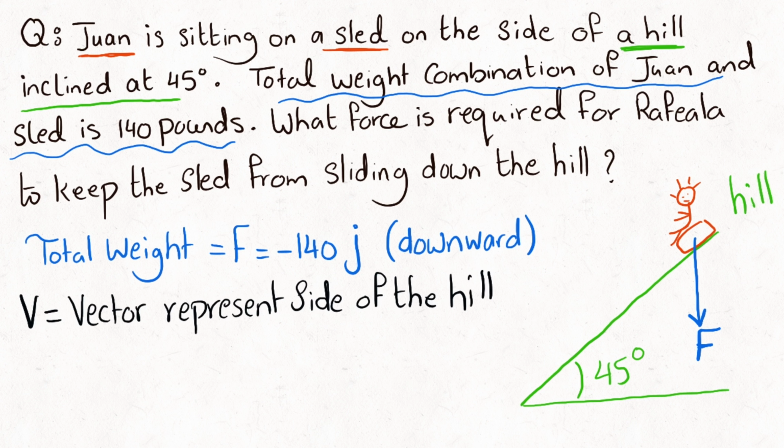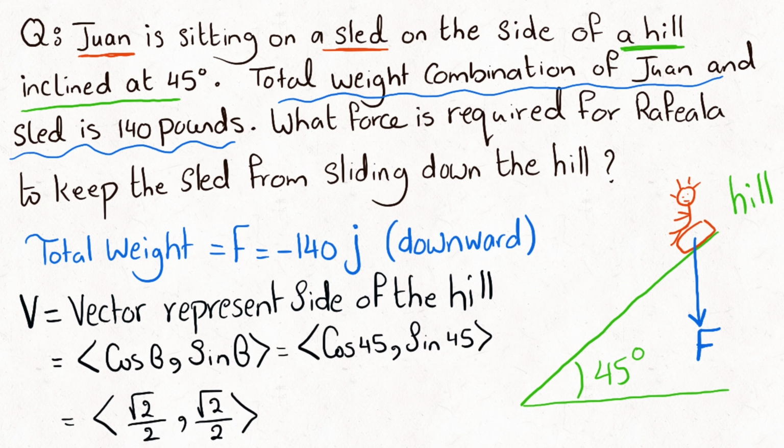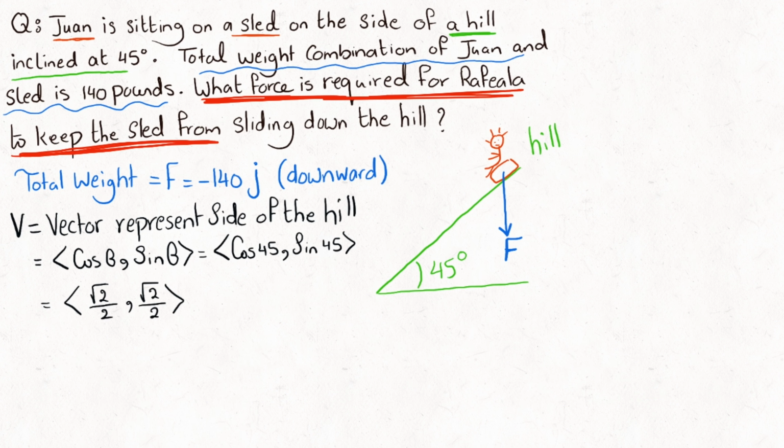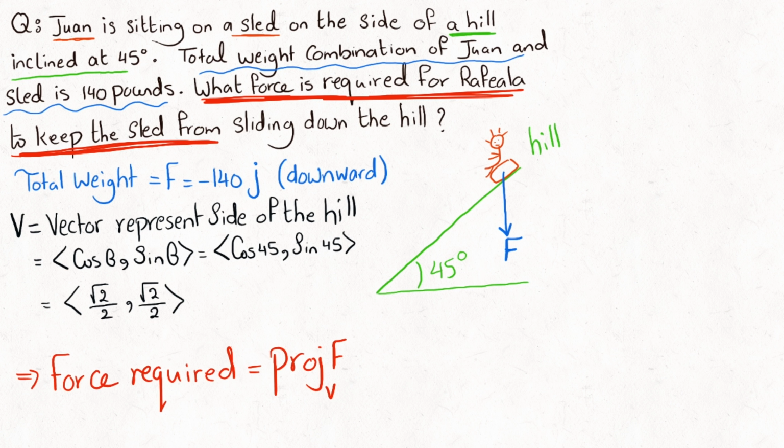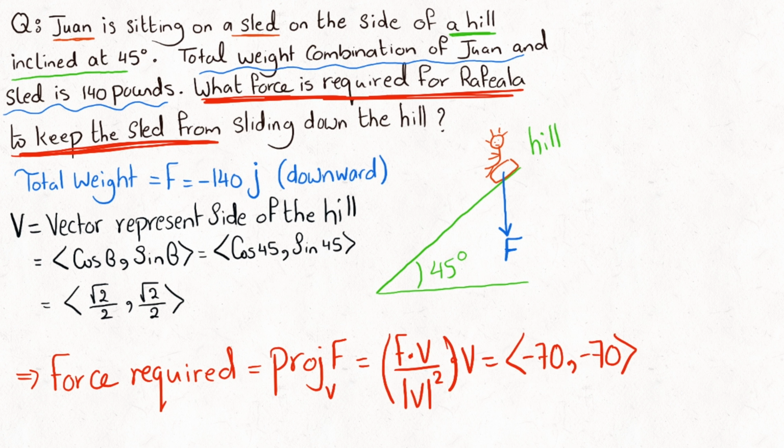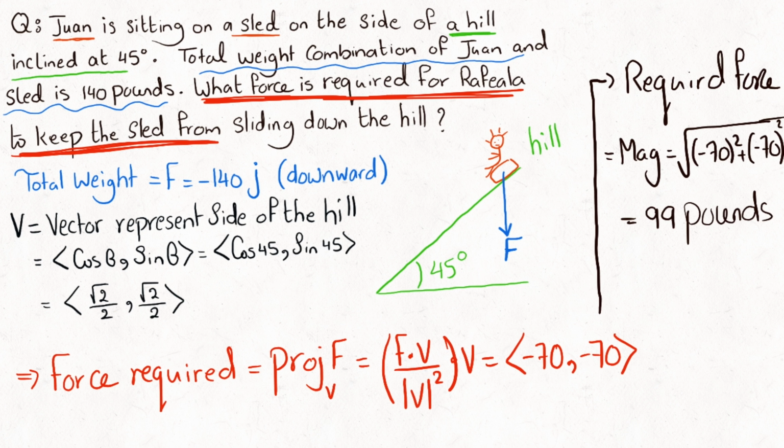Now, we will come to the part where he says he's sitting on the side of the hill. Thus, we will assume a vector called V, and it represents the side of the hill. Now, that vector has two components, the horizontal cosine theta and the vertical sine theta, and theta is 45 degrees. Now, after finding the vector V and highlighting that the force is minus 140, we will say, okay, I would like to find the force required. And the force required in this case is the projection of F onto V. We will calculate it, as you can see, according to the values in front of you. Then we will take the magnitude, and the magnitude will represent the required force needed to prevent John from going down.